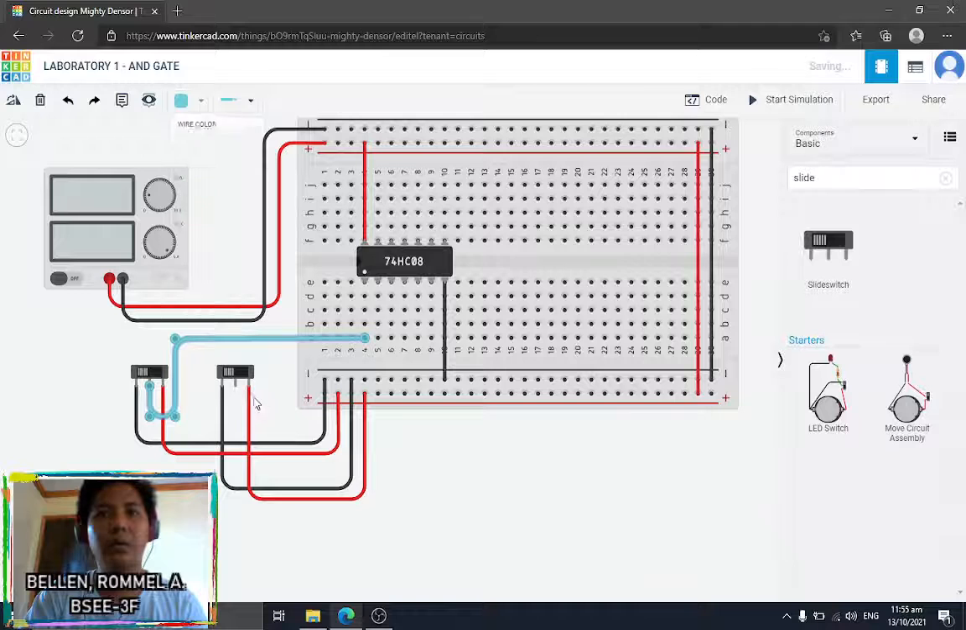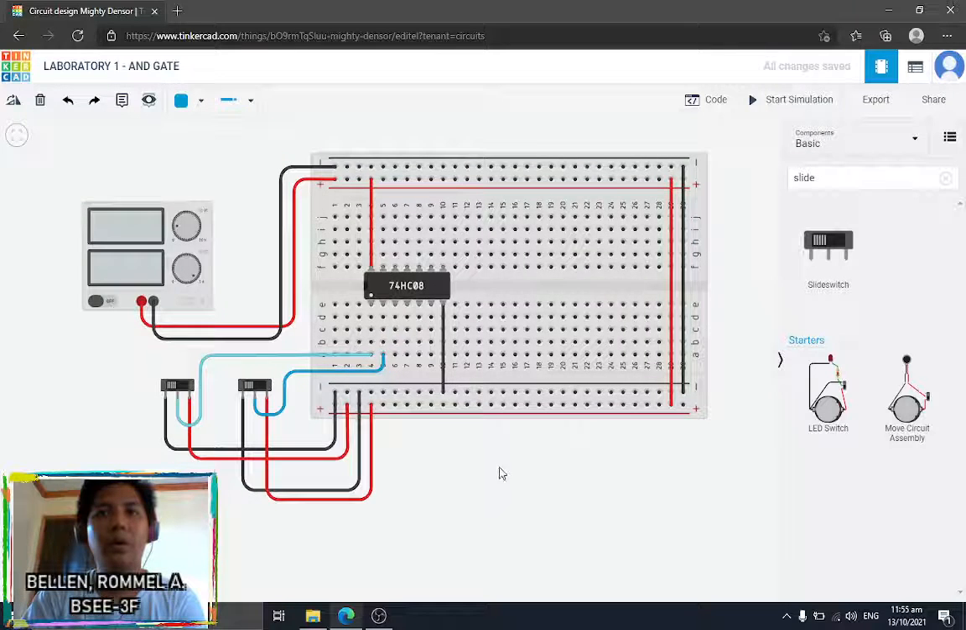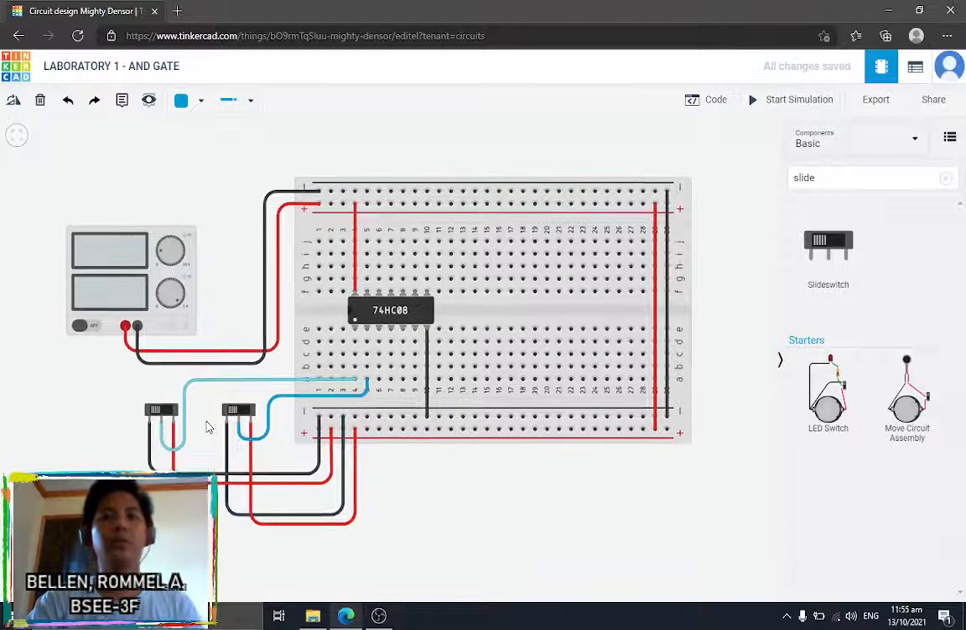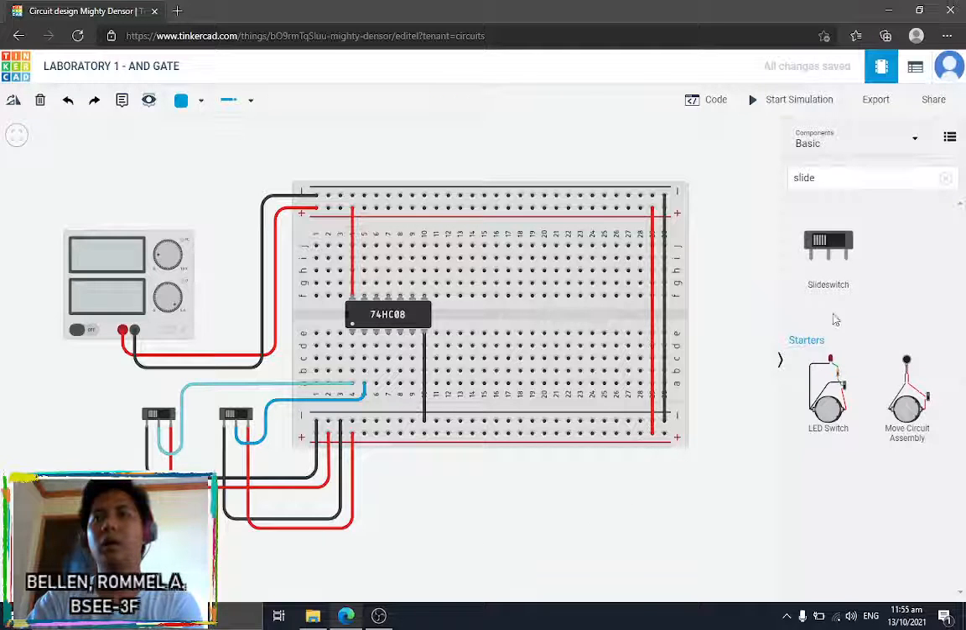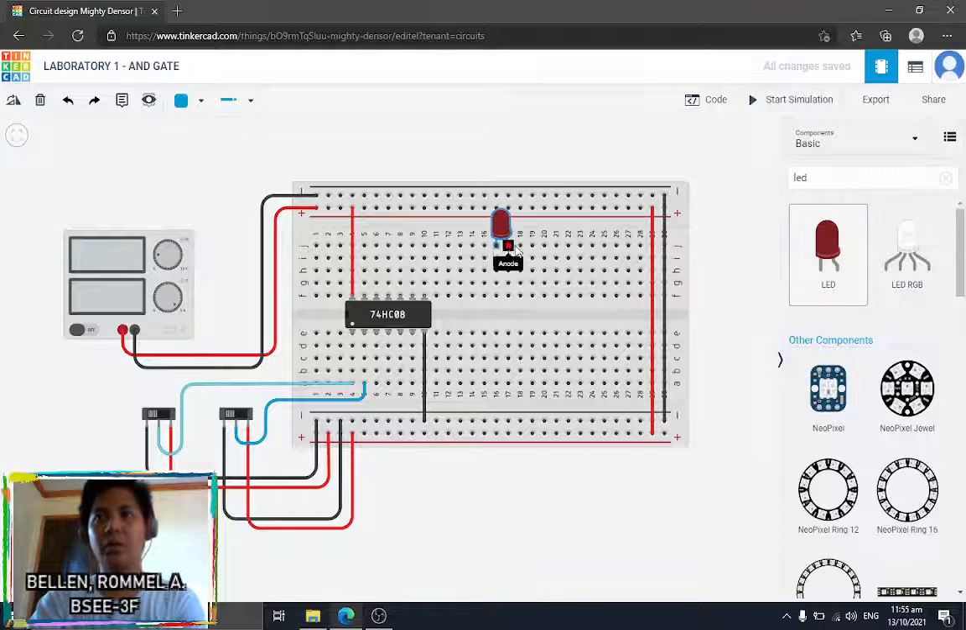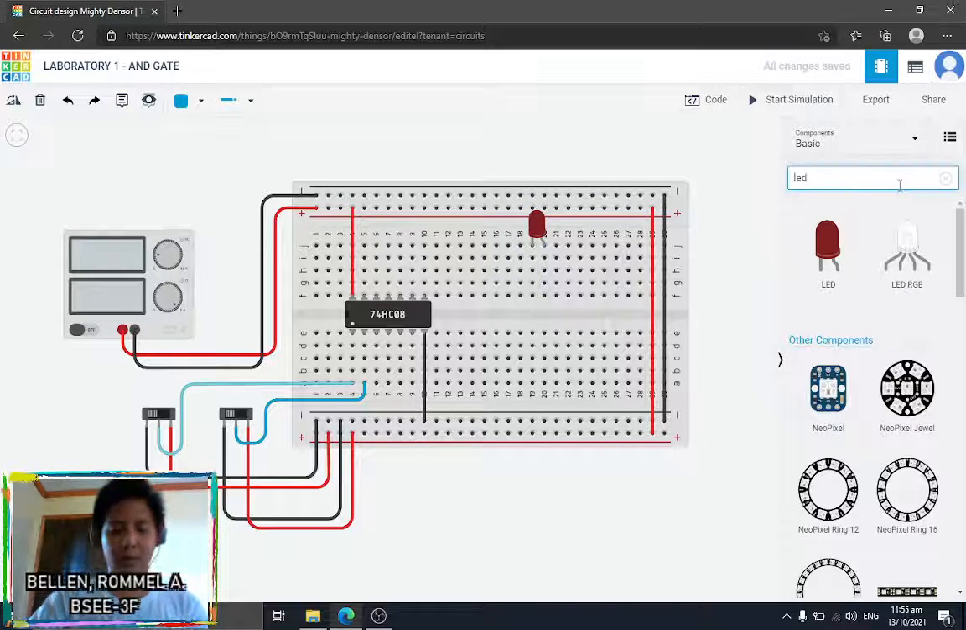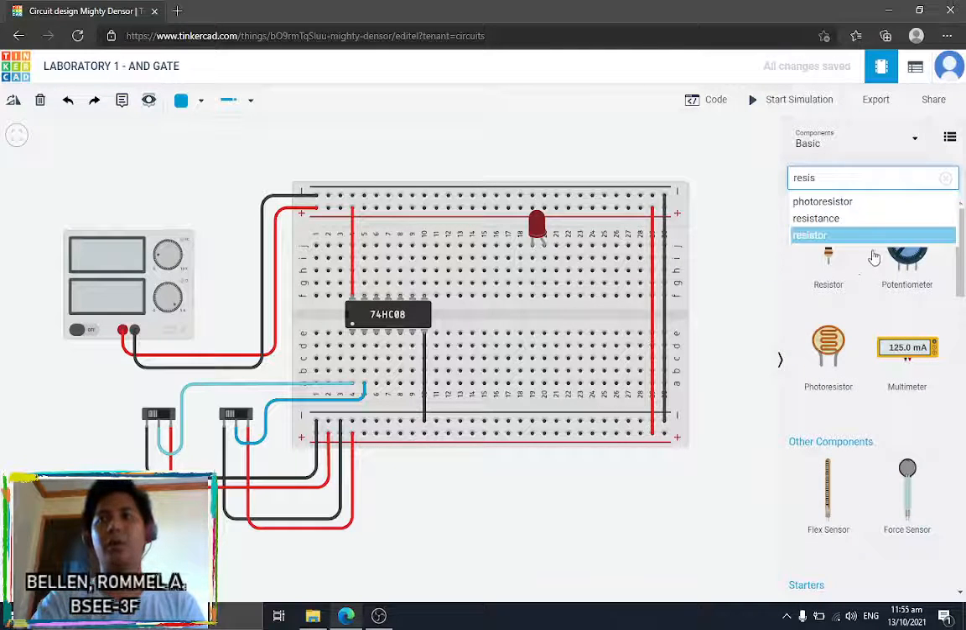Current turquoise. And the second input, the second input is right blue. Okay, the 2 inputs are now connected, and then now just like the other 2, we're gonna use an LED to serve as an indicator, and of course never forget the resistor.